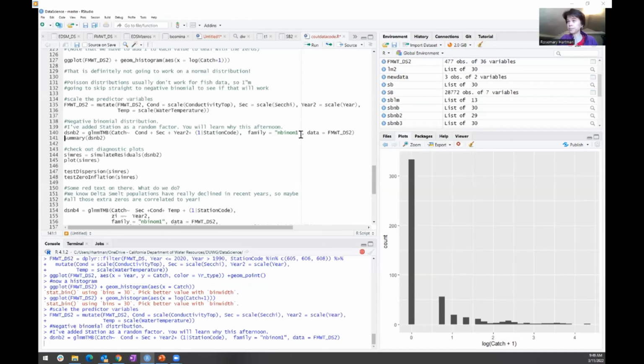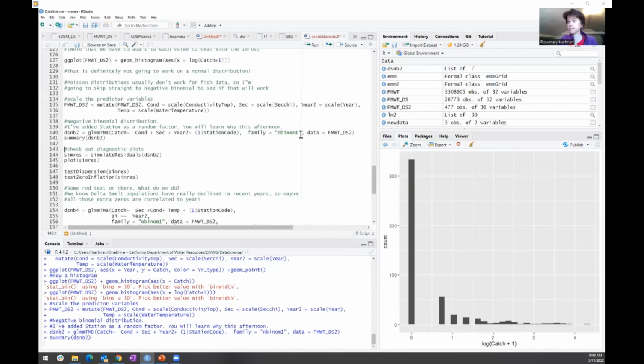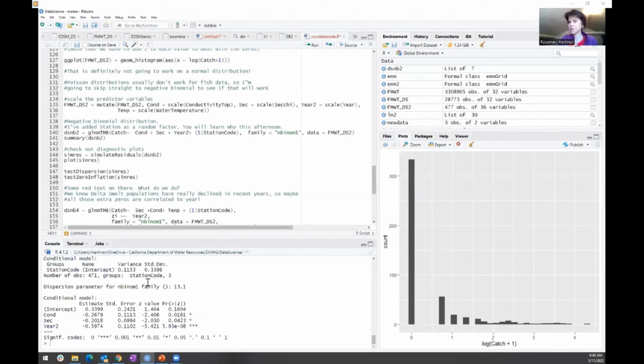So what does that look like? It's a little more complicated, so it takes a couple more extra seconds to go through. Well, we see we had an effect of conductivity, Secchi depth, and a highly significant effect of year. So that's looking pretty good.